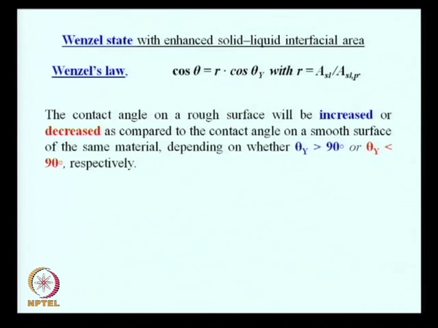Now, you can see by looking at this equation that the contact angle on a rough surface will increase depending on whether your equilibrium contact angle is greater than 90 degrees or less than 90 degrees. Let us say the contact angle is more than 90 degrees, so it is a hydrophobic surface without any structures on it. Now, you provide structures on it. So, the value of R is going to be greater than 1, and this theta Y is greater than 90. So, the cos theta will increase. So, providing structures on a surface which is inherently hydrophobic will enhance the hydrophobicity of the surface, and vice versa.